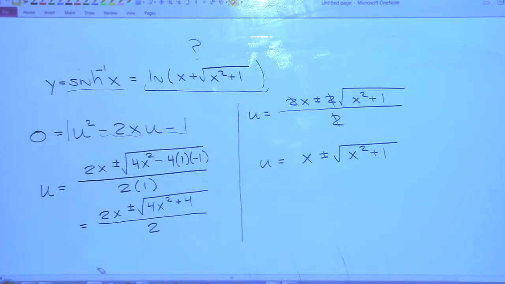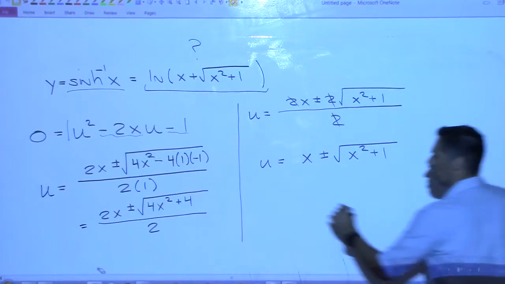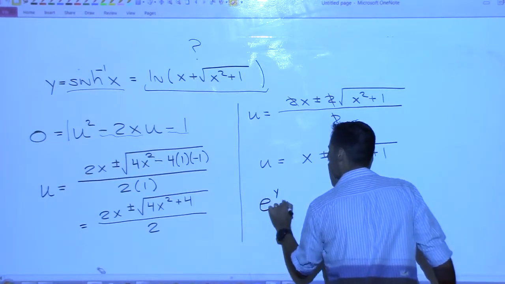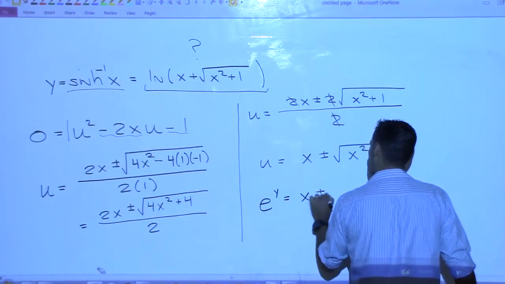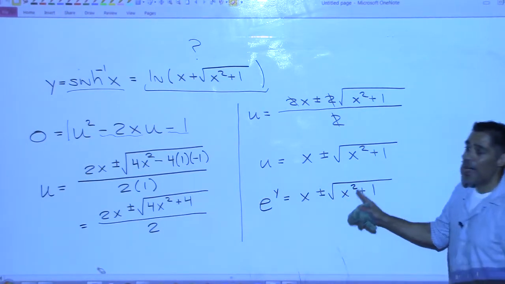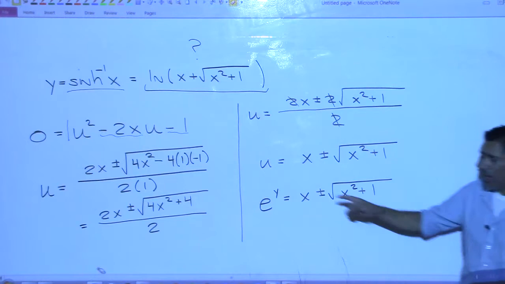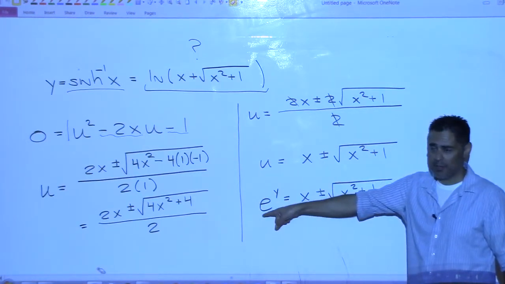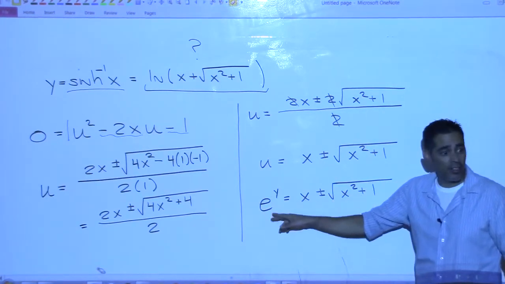So now we have to remember, what was it that we were trying to solve for? y. There's no more y's because we did a substitution, right? So what was u? e to the y. So now this is e to the y equals x plus or minus the square root of x squared plus 1. And now I have an equation. All I did was switch my u back to what it was. I have an equation. Here's y.